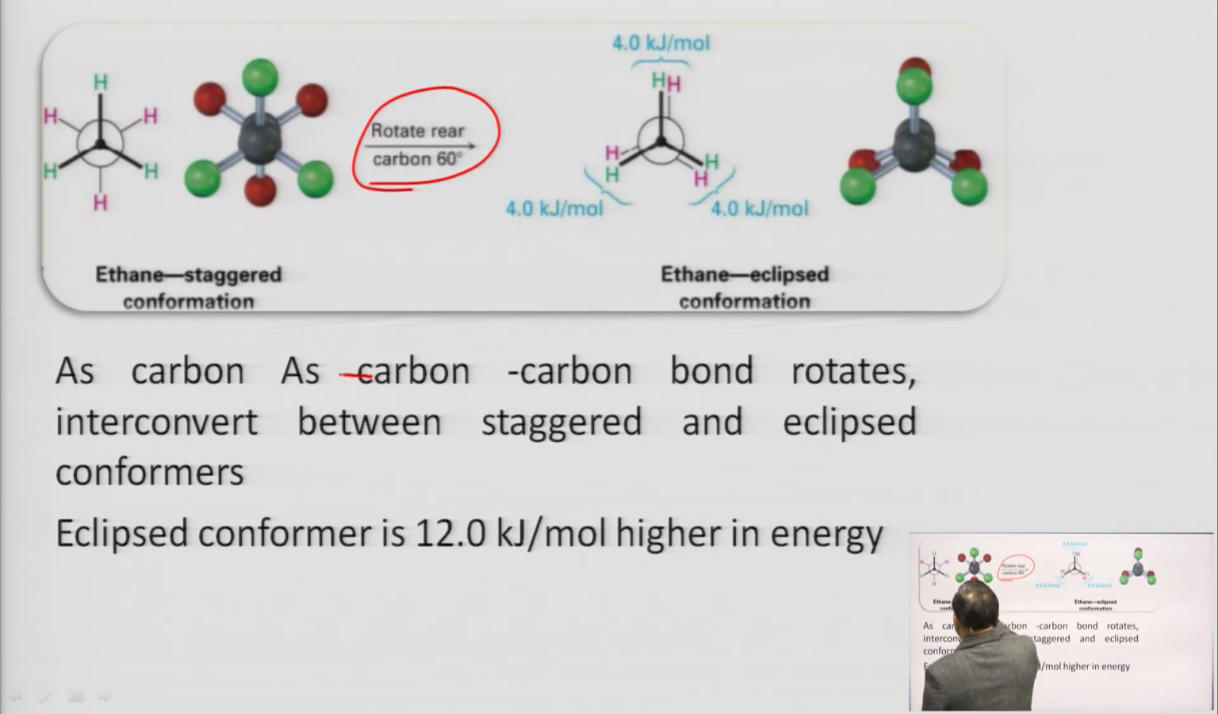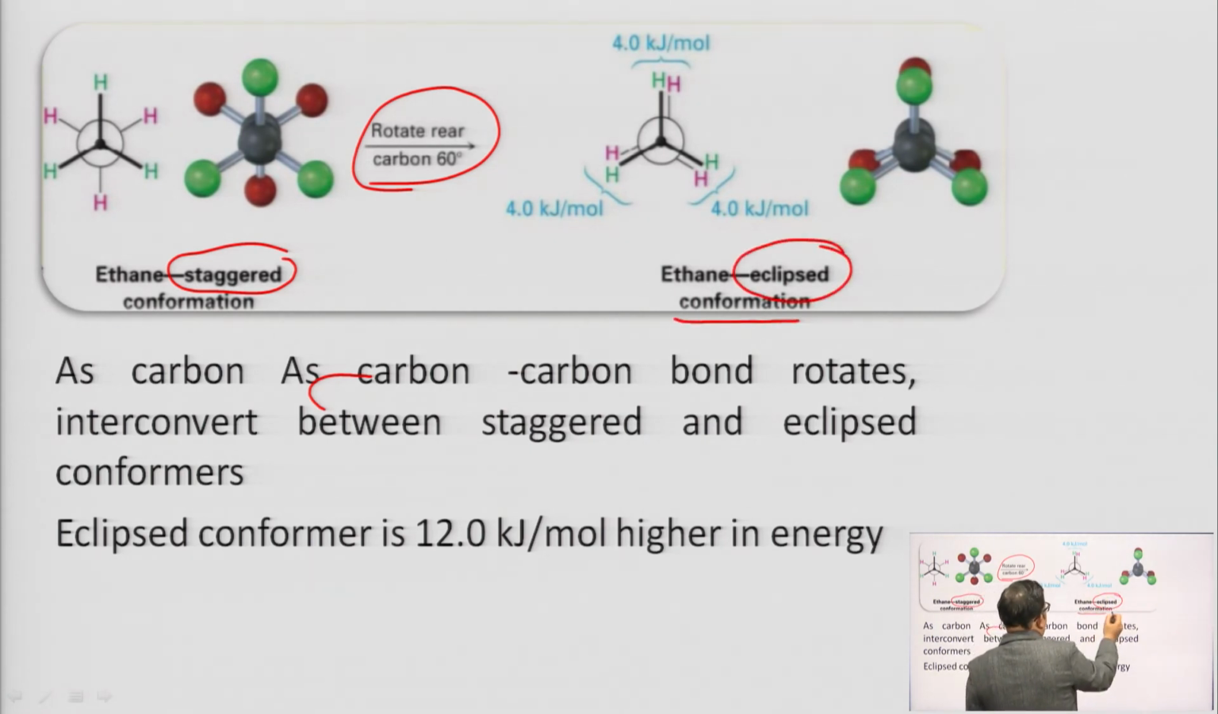If the groups are far apart from each other, at the maximum angle from each other, then the conformation is called staggered, and if they are at minimum distance from each other, it is called the eclipsed conformation. All remaining conformations fall in between these two, the staggered and the eclipsed. As the carbon-carbon bond rotates, many rotations are possible between the staggered and eclipsed conformations.